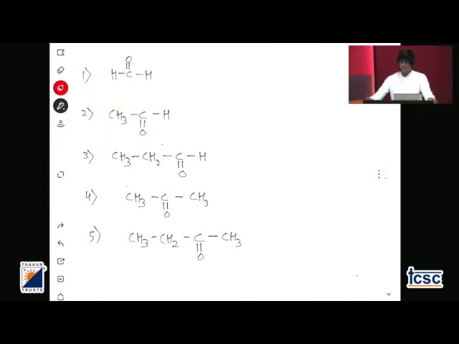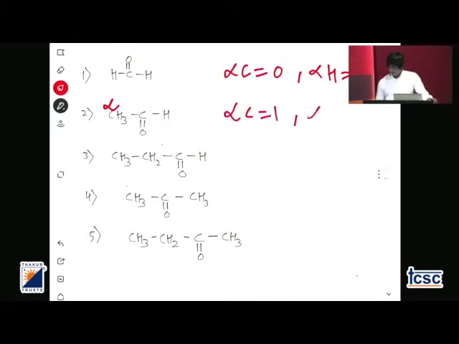So when I look at the first structure, can you tell me the number of alpha carbon atoms here? The number of alpha carbon atoms are 0 because there is only functional group, no other carbon atoms. So the number of alpha carbon atoms in the first structure would be 0. If the number of alpha carbon atoms are 0, the number of alpha hydrogen atoms will also be 0. Okay, so alpha carbon here is 0 and alpha hydrogen is also 0. How about the second structure? You got this carbon as your alpha carbon, so the number of alpha carbon here would be 1 and the number of alpha hydrogen atoms would be 3.